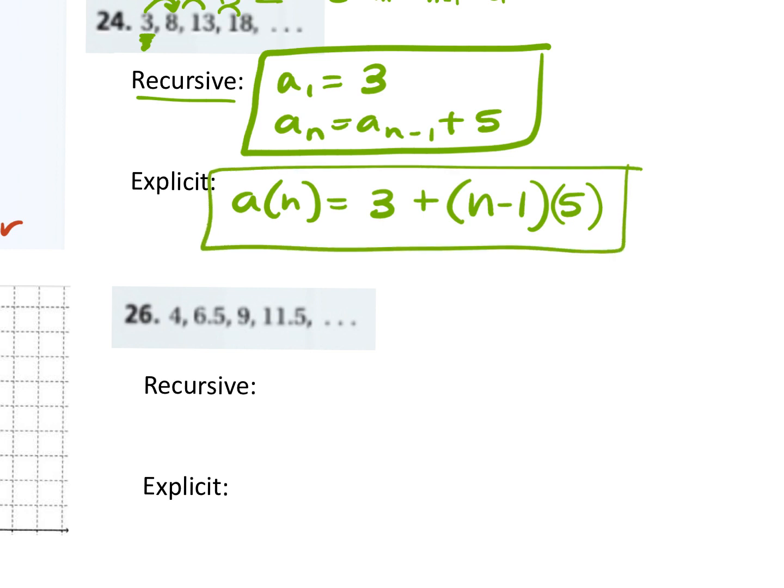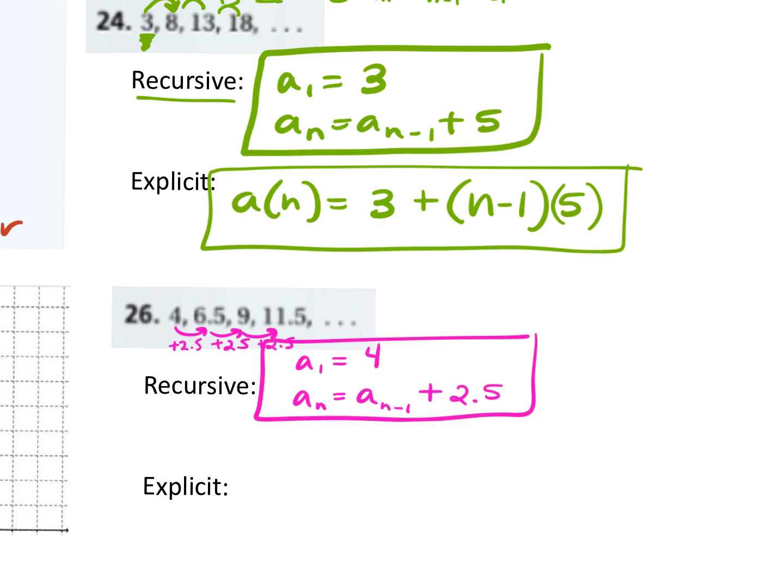Okay, so this next one, the recursive formula, you're going to say a sub 1 is 4, and then a sub n is a sub n minus 1, and then you're looking at what is happening from one to the next. And each one of these, you end up adding, or it can be subtracting, right? If you're subtracting something, it would be a negative number that you put behind here, or minus that number. This time we are adding again, so plus 2.5 each time. So plus 2.5, that is your recursive formula.